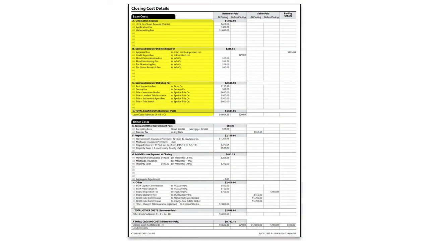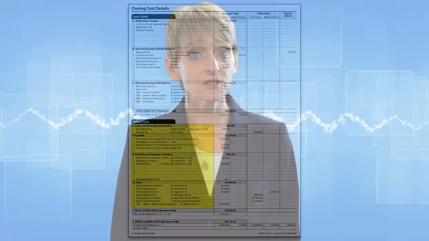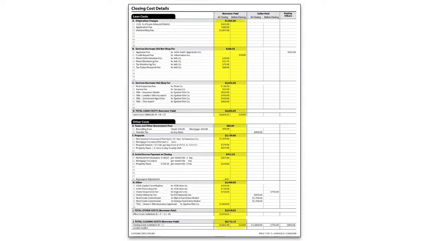Sections A through D contain loan costs. Sections E through H contain other costs. Each line contains a description name for the fee. Moving across the page, there are 5 columns for fee amounts. They are borrower paid at or before closing, seller paid at or before closing, and paid by others.